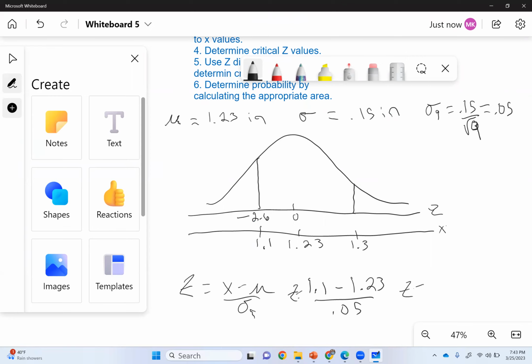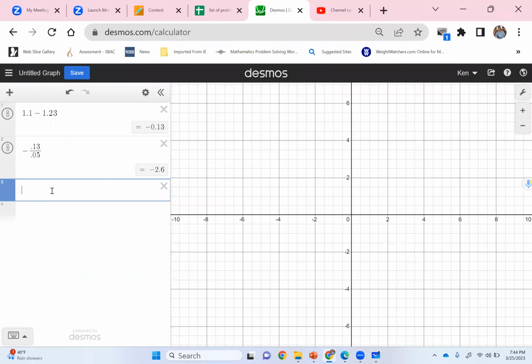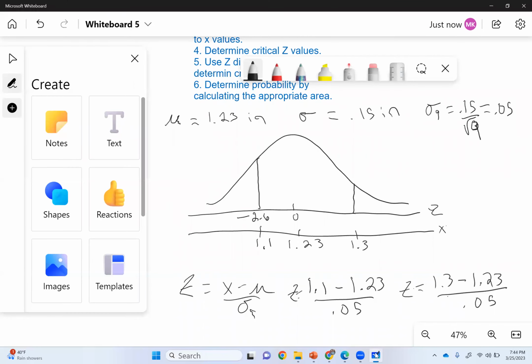All right, now for the other one, Z is going to equal 1.3 minus 1.23 divided by 0.05. So 1.3 minus 1.23 is 0.07. So we have 0.07 divided by 0.05. That's 1.4. That's interesting. The 1.3 gives us a Z value of 1.4. All right, so now we need to find, let's start with 1.4. We need to find the area to the left of 1.4.